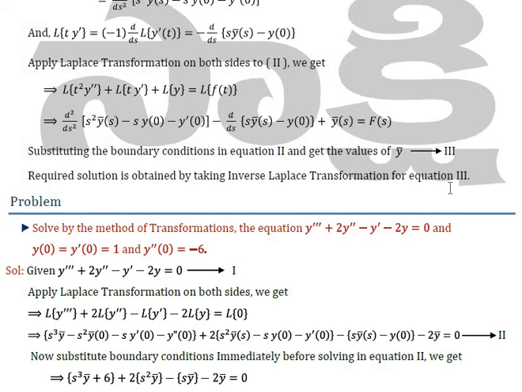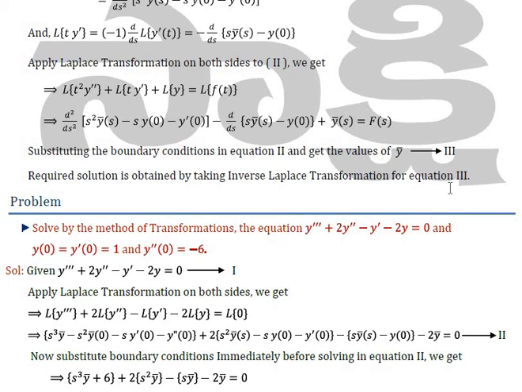For a practical problem we have taken the following example: you have to solve by the method of transformation the equation y''' (the third order differential equation) plus 2y'' minus y' minus 2y equal to 0, and the conditions given to you are y(0), that is at t equal to 0, y is equal to t.